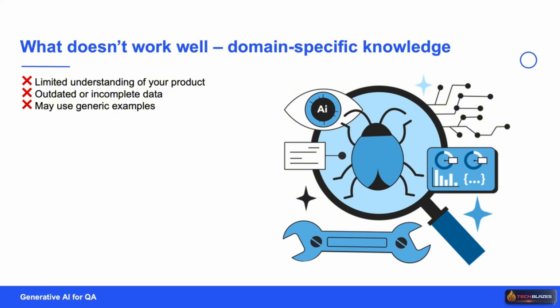Generative AI also struggles with domain-specific knowledge. If your company builds something niche, for example a financial API or a custom healthcare app, AI won't know all the details. Its training data may be outdated or too generic, so it can generate examples that look right but don't really fit your business logic. In those cases, it's better to guide the model step by step and feed it real context from your system, without exposing sensitive data, of course.